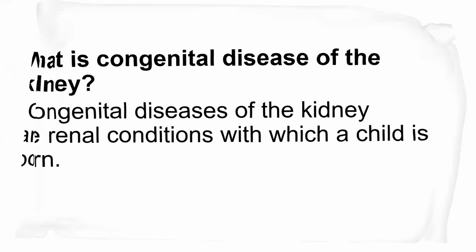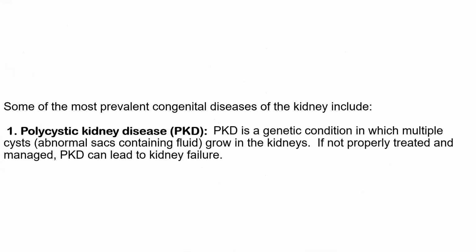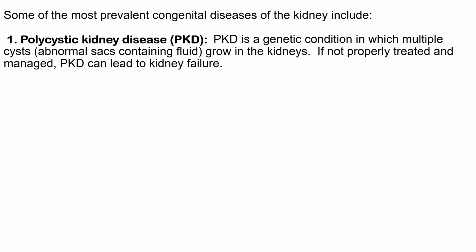So the next is some of the most prevalent congenital diseases of the kidney. Now we will be mainly discussing the most important, or the most prevalent, congenital diseases of the kidney. Number 1 is polycystic kidney disease, which I keep on explaining again and again. I have even shown the picture in my previous class. So polycystic kidney disease is what? This is also a genetic condition, okay?